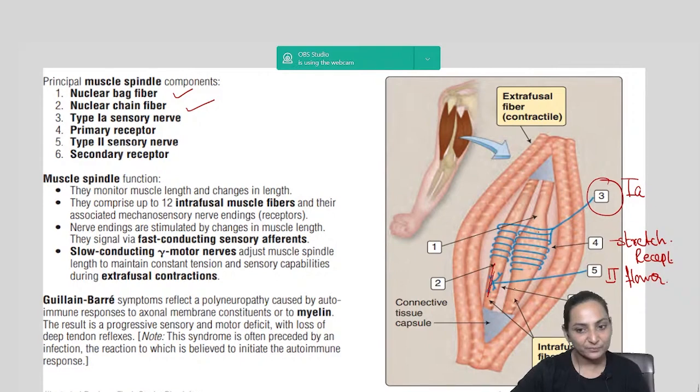So, the muscle spindle. And already we've discussed GB syndrome. It is a polyneuropathy caused by an autoimmune response to the axonal membrane or to the myelin, and there is a progressive sensory motor deficit with loss of the deep tendon reflexes. Now this is GB syndrome, just an applied part which is given, but it is not actually related to the muscle spindle. It is just an applied point given with a flashcard which I am including, right?